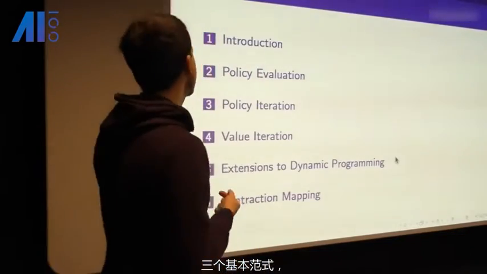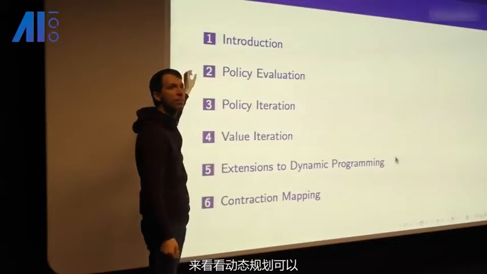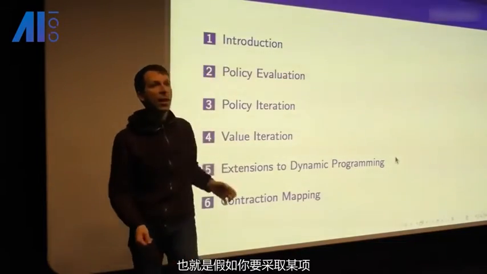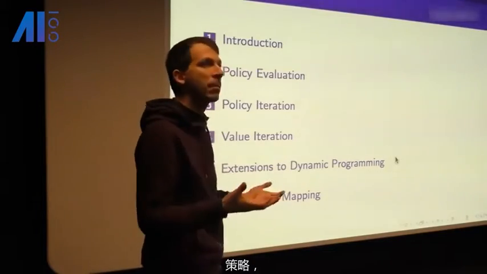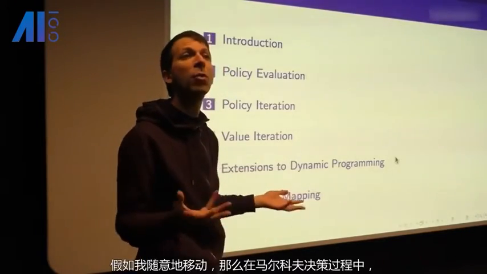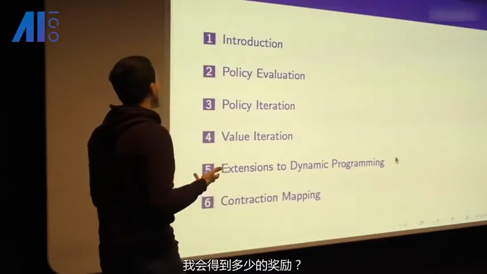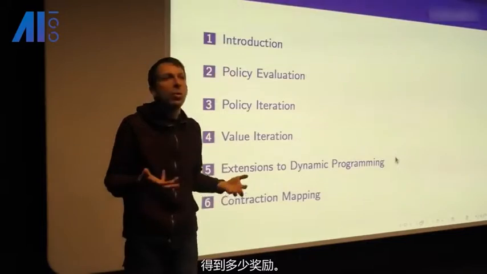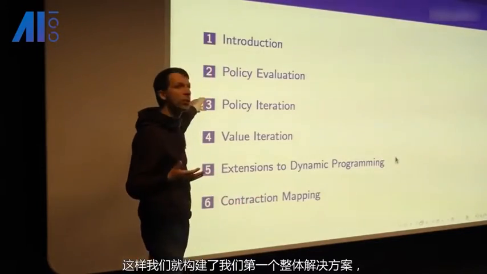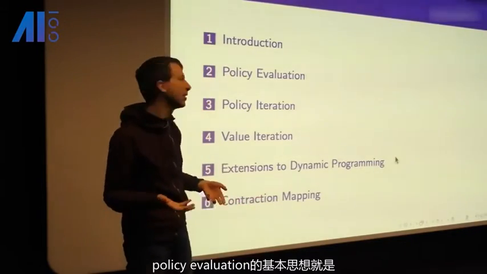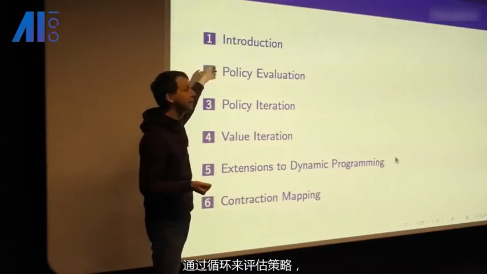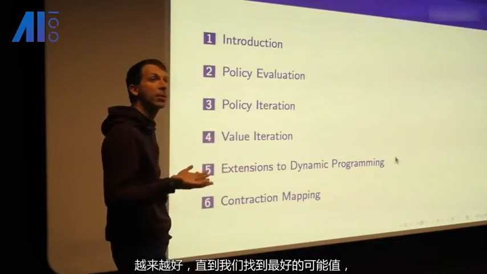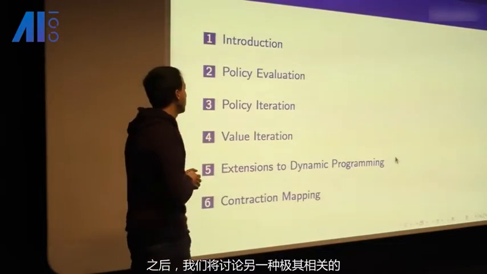And we're going to talk about three basic fundamental paradigms to which dynamic programming can be applied. First of all, we're going to consider the problem of policy evaluation, which is if someone gives you a policy, how good is that policy? If I wander around randomly, how much reward am I going to collect in that MDP? Then we're going to see how we can use that solution method to evaluate how much reward we're going to get to build our first overall solution method that can find the optimal policy for an MDP. And that's policy iteration, which basically takes this idea of evaluating a policy as an inner loop and loops around making our policy better and better until we find the best possible, the maximum amount of reward we can get from the MDP.